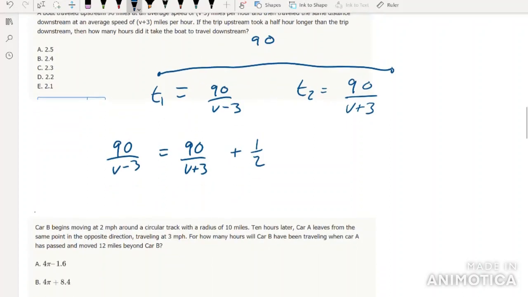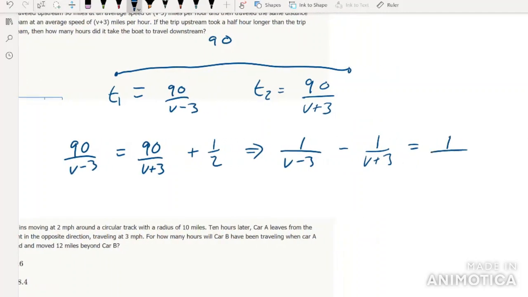Okay, so doing this similarly to before, I could solve quadratically, but let's try and do this with the guessing method. So first I want to simplify. So divide through by 90, get all the V's on one side. So 1 over V minus 3 minus 1 over V plus 3 is equal to 1 over 180. And so we need two numbers that simplify to have a lowest common factor of 180. And what I'm thinking is, this isn't that simple. Maybe no, okay, so this one isn't obvious at all. So let's actually solve the quadratic.